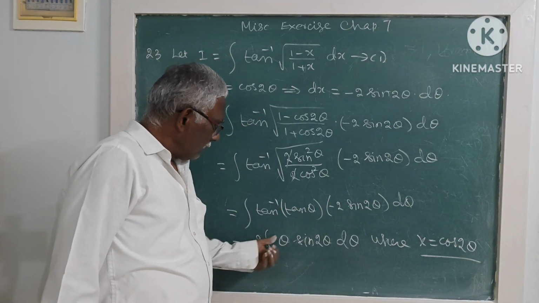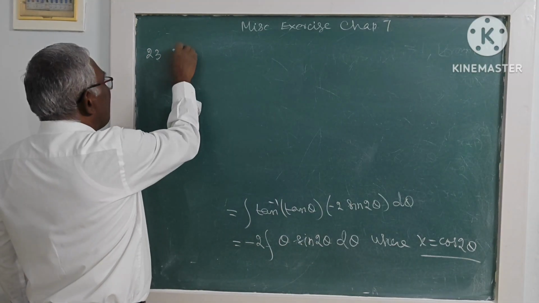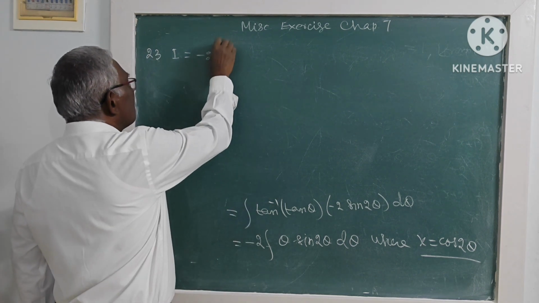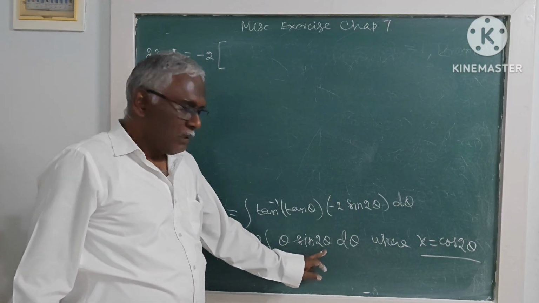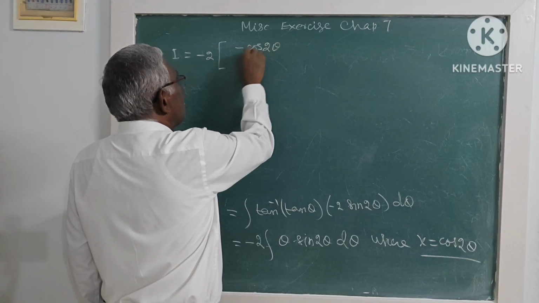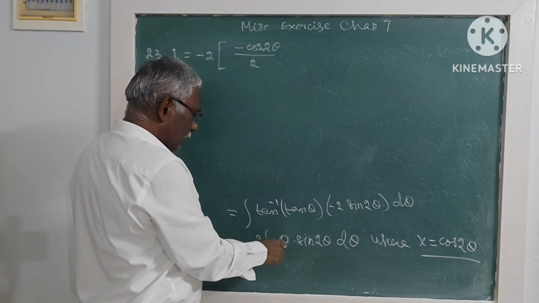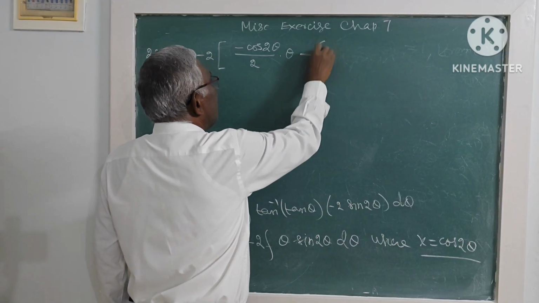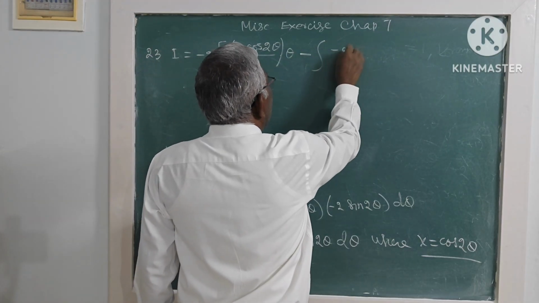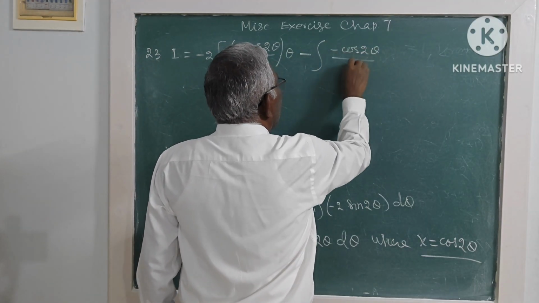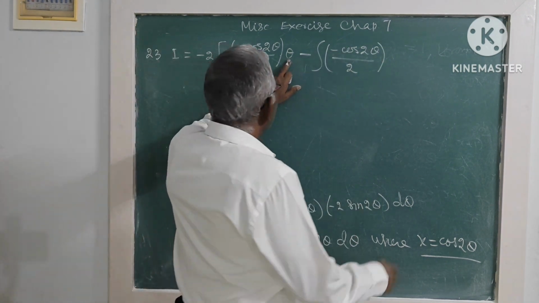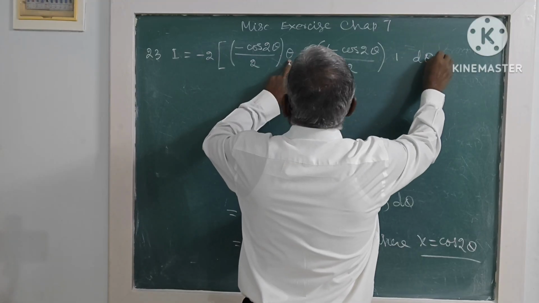Now we have to evaluate this integral by integration by parts. I is equal to minus 2 times, so we will integrate sine 2 theta. What will come? Minus cos 2 theta by 2 into second function theta, minus integral of integrated function, minus cos 2 theta by 2, into differentiation of the other function. Differentiation of theta with respect to theta is 1.